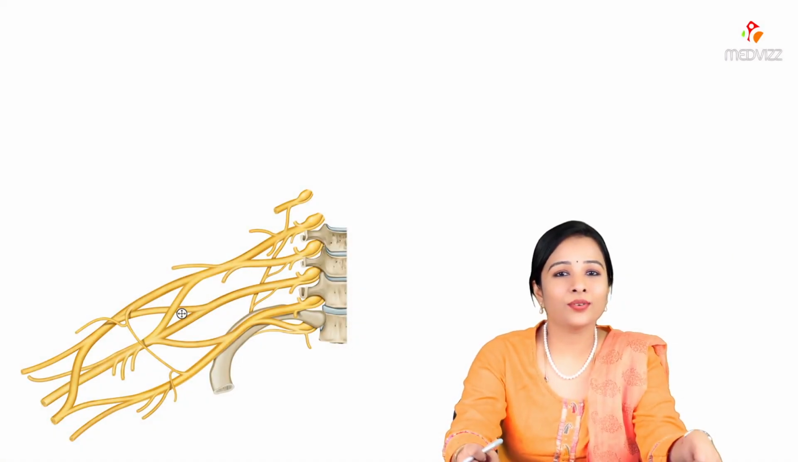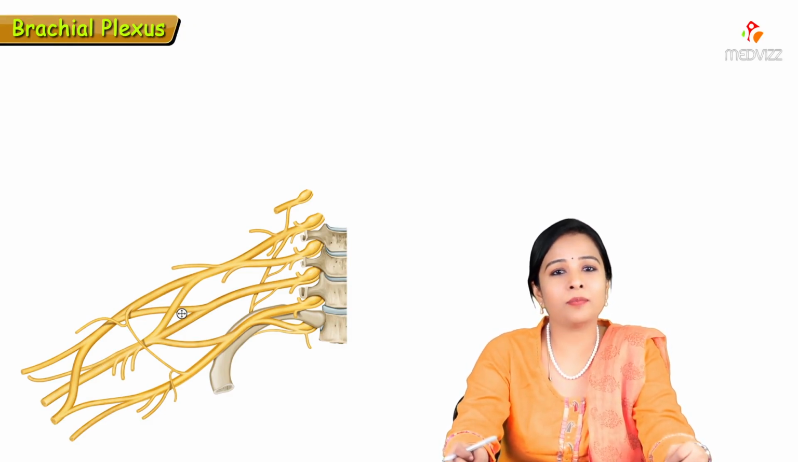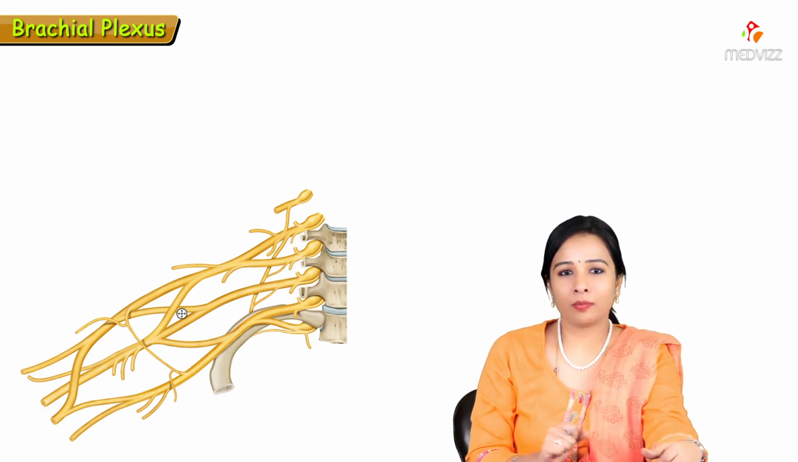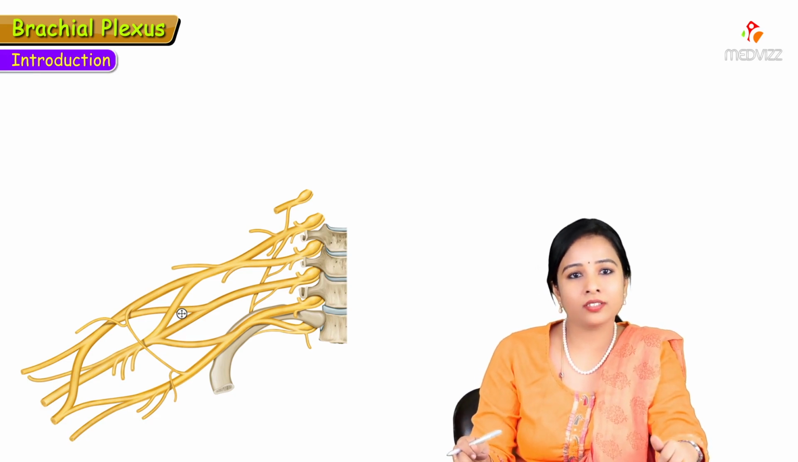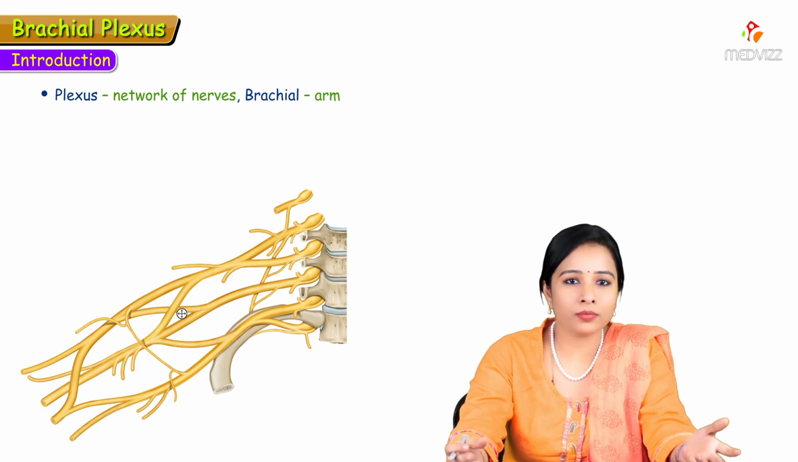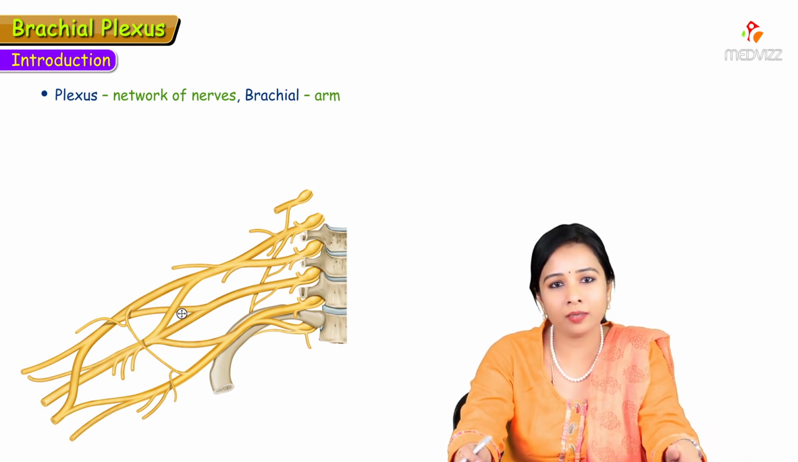Hello students, today we will learn a very interesting topic, that is nerve supply to the whole upper limb through the brachial plexus. So here is a picture showing the beautiful brachial plexus. Before beginning, we will understand how they get their origin. Plexus means network, brachium means arm. So these plexuses are meant to supply the upper limb, so they are called brachial plexus.